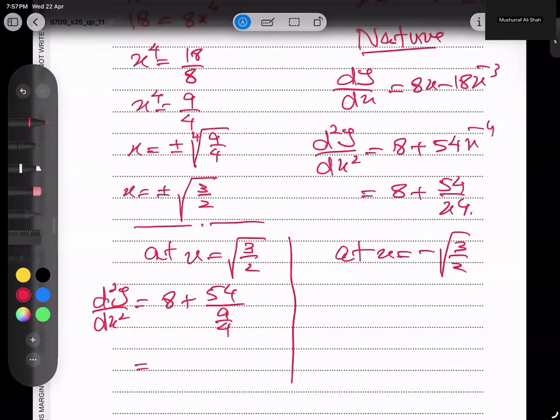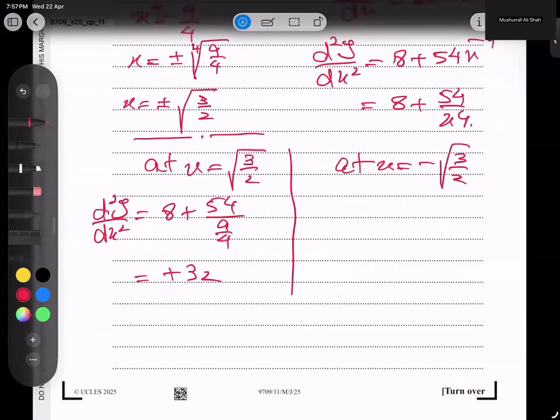And let me check in calculator. I got 8 plus 54 divided by 9 over 4, and we are getting 32. So both are coming positive 32. So both points will come point of minima.